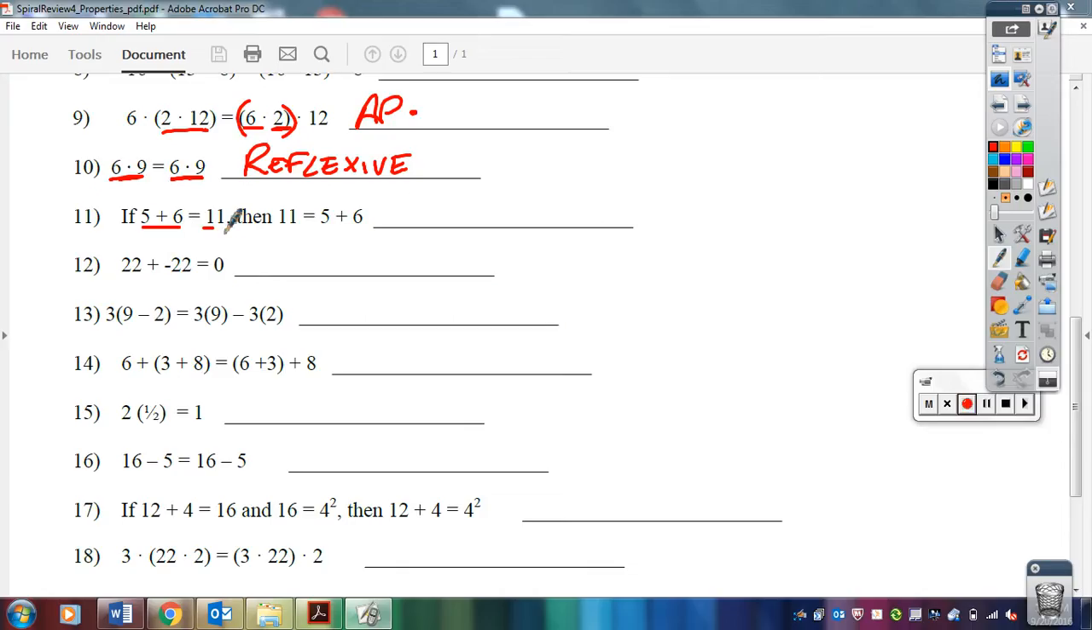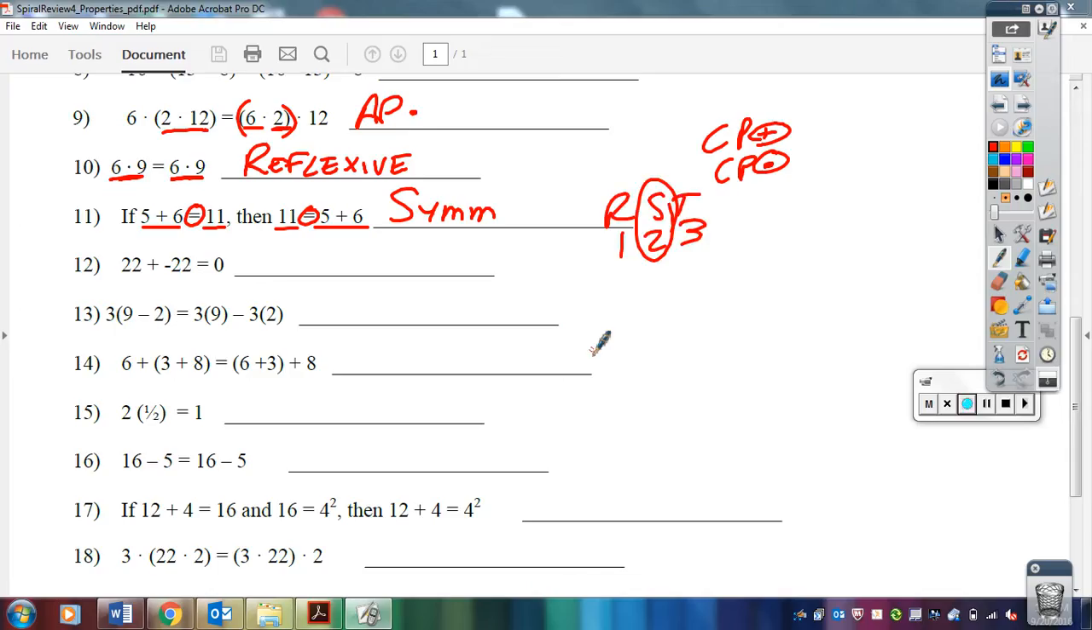5 plus 6 is 11, and 11 equals 5 plus 6. It looks like it's switched sides. Not the commutative property. Commutative property of addition and commutative property of multiplication is when you rotate around a plus sign or you rotate around a multiplication sign. They're not flipping around that. It's actually the equal sign that they're switching around. Since they're switching around that, that's the symmetric property. Again, RST 1, 2, 3.